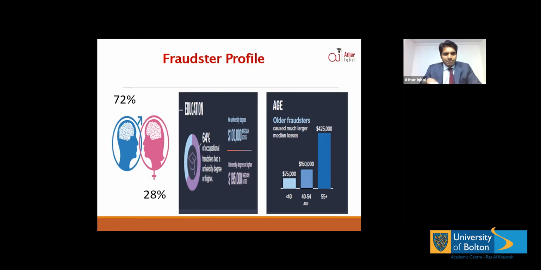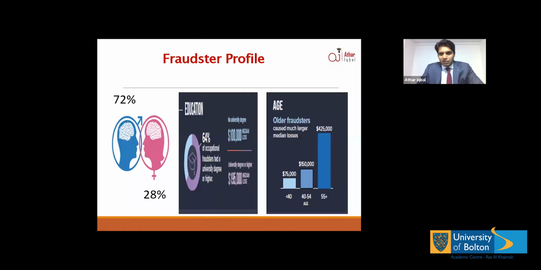The females, gender, we can say 20%. Now education. The people who are more educated have committed more frauds. 64% of fraudsters have a university degree or higher. The average loss for each case was around $200,000. So you can imagine, even the person who doesn't have a university degree has an average loss of almost $100,000 per case.